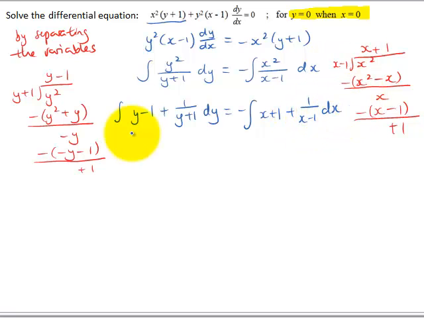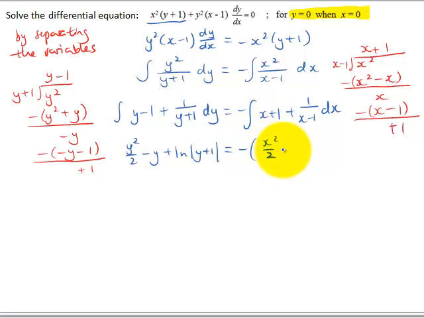So now I can attempt to integrate all the terms. Integrating y is y squared over 2. Integrating 1 with respect to y is y. Integrating 1 over y plus 1 is ln of absolute y plus 1. Integrating x is x squared over 2. Integrating 1 with respect to x is x. Integrating 1 over x minus 1 is ln of absolute x minus 1. And plus c.